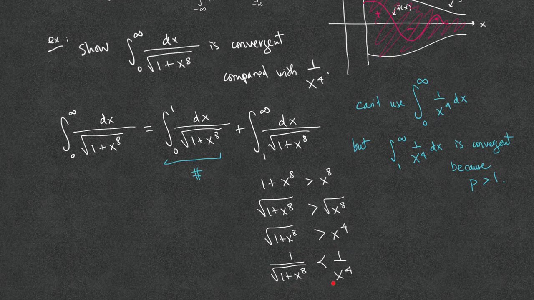The graph of 1 over x to the 4th is above the graph of 1 over the square root of 1 plus x to the 8th. But we know that the integral from 1 to infinity of 1 over x to the 4th dx is convergent, and it is the graph above. Then the integral of the function of the graph below must be convergent as well by the comparison test. So the second integral is convergent. The sum of two convergent integrals is convergent, so the given integral is also convergent.